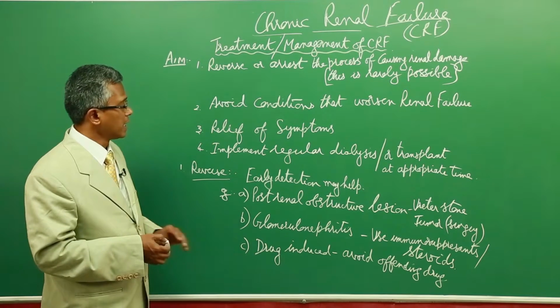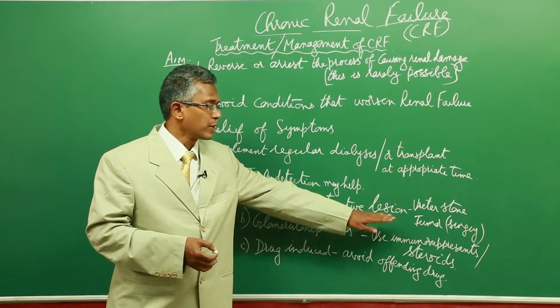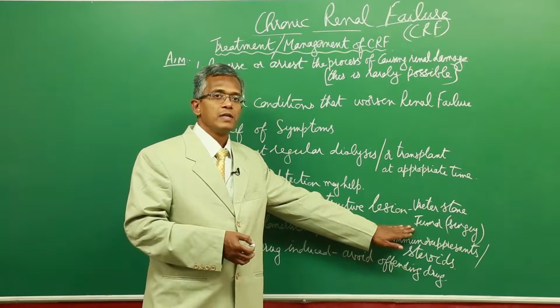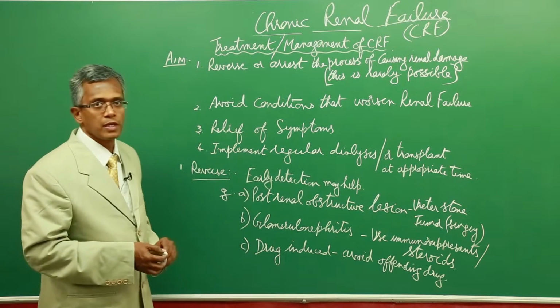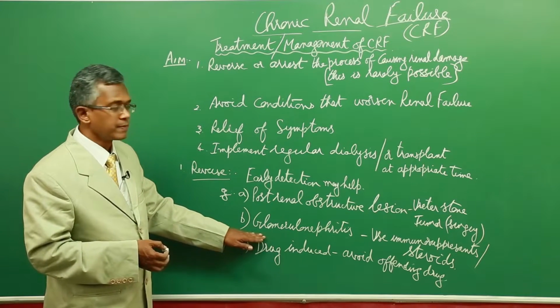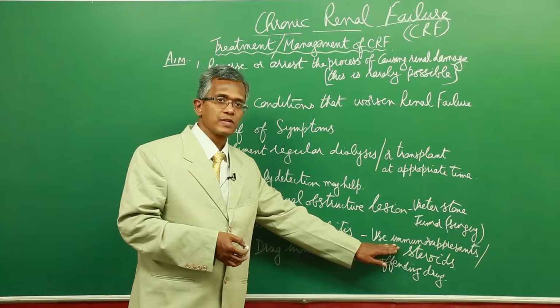For example, if there is a post-renal obstructive lesion because of ureter stones or because of a tumor, the tumor can be taken out by doing surgery. It can be removed by surgery. Glomerulonephritis: use immunosuppressants or steroids so that to some extent it can be relieved.